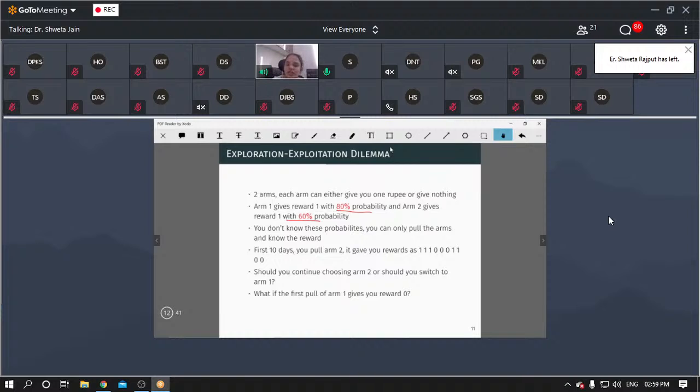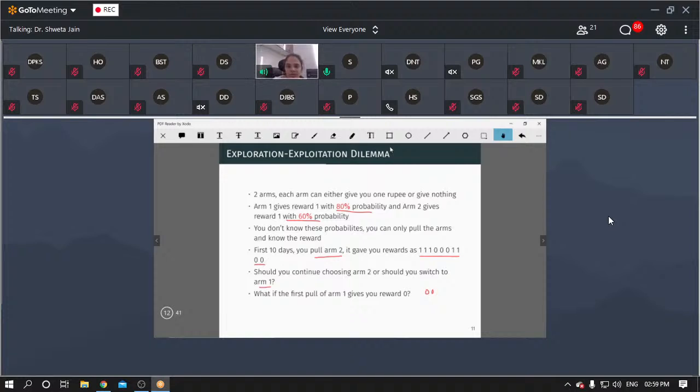Okay, for the first 10 days, suppose I pull arm 2. So arm 2 is giving me the reward only with 60% probability, and it ended up giving me rewards like this. So should I be satisfied with whatever rewards I have got so far, or should I switch to arm 1? Okay, what if the initial pulls of arm 1 are 0, 0?